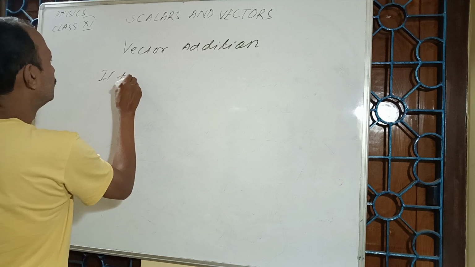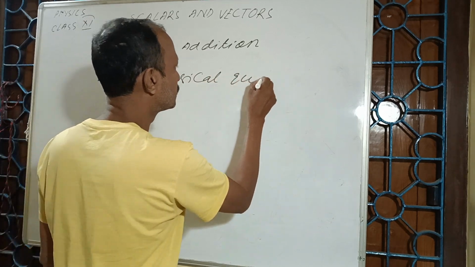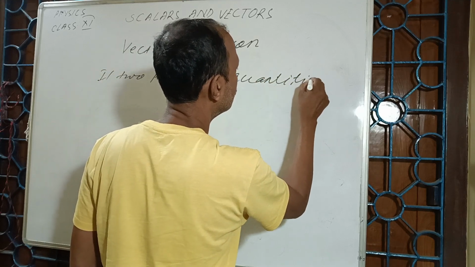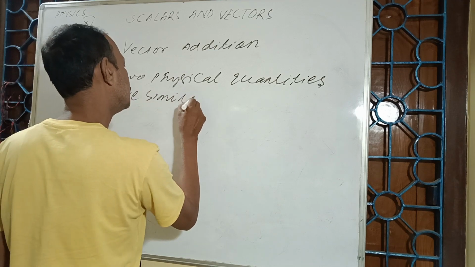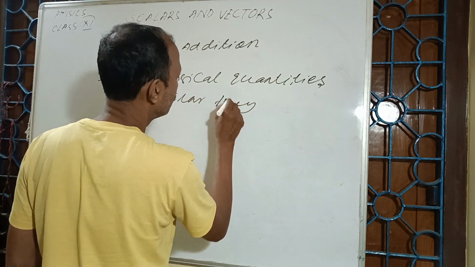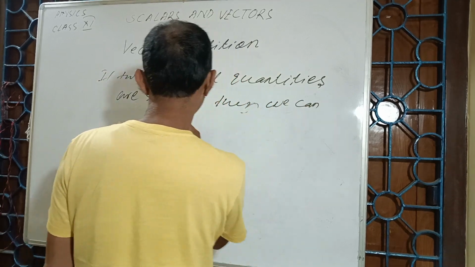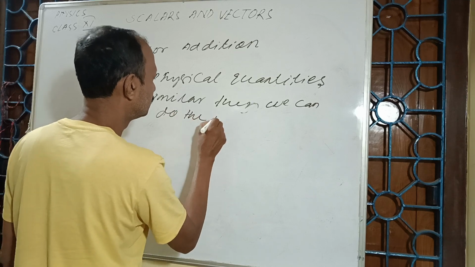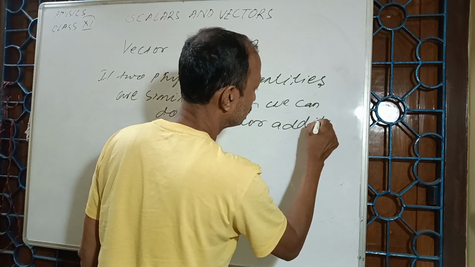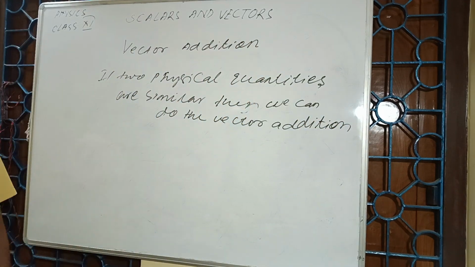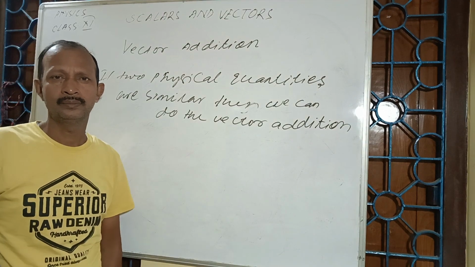If two physical quantities are similar, then we can do the vector addition, which is completely different from scalar addition.